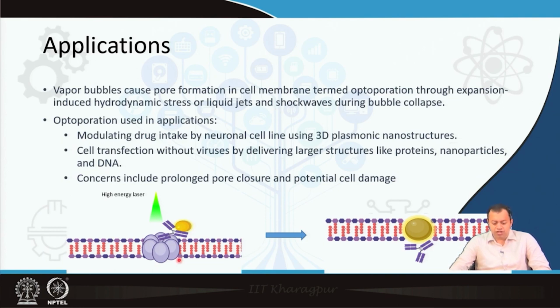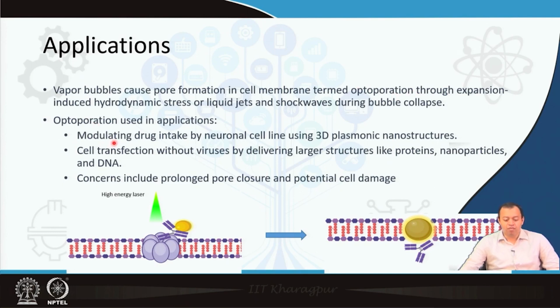Applications, see, this is exactly what I was telling you. Vapor bubble causes pore formation in the cell membrane, termed optoporation, through expansion-induced hydrodynamic stress or liquid jets. So, basically you are breaking this down, you are melting just this part without affecting any other area, right. You have melted this area.